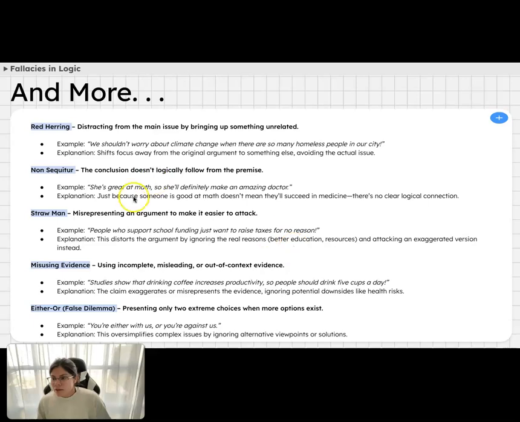Appeal to ignorance, which I don't have here, is another fallacy that says that something must be true because there's no evidence proving it otherwise. So the more fallacies that you run into and start to recognize, the better you'll be at spotting arguments that are fallacious.